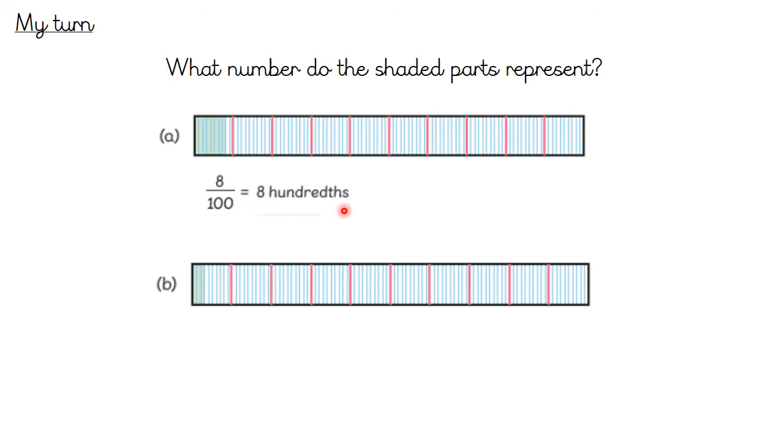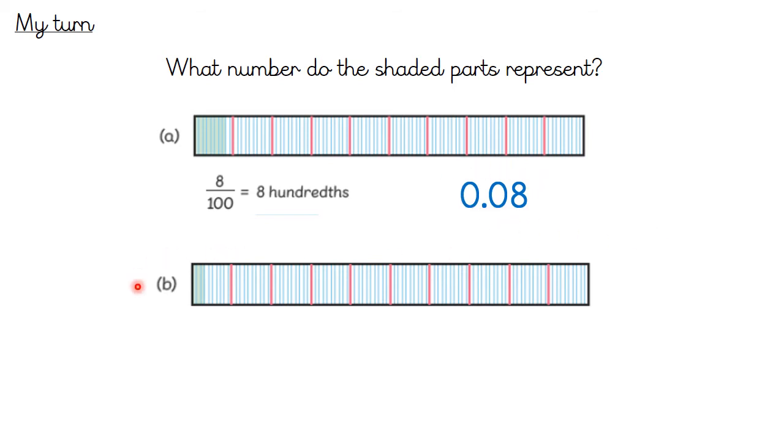Now, how would we write 8 hundredths as a decimal number? We wouldn't do 0.8 because 0.8 would show 8 tenths. So when we are doing 8 hundredths, it would show as a decimal as 0.08. So this number reads as 8 hundredths.